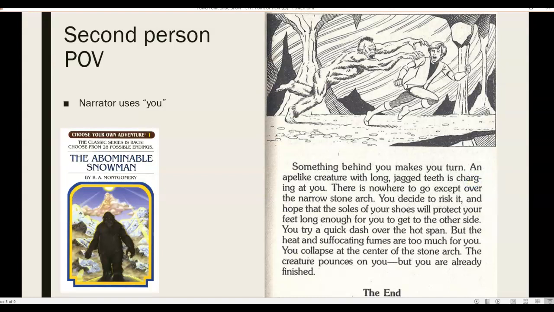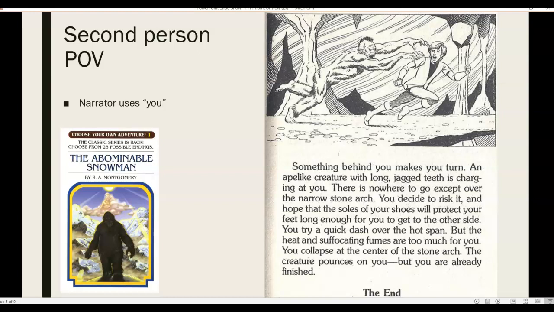There is a second-person point of view, and this is when the narrator uses the word you. This is not very common most of the time. My favorite way of thinking about this is those choose your own adventure books. They were really, really popular, maybe like between 20 and 40 years ago was probably their heyday. So probably way before all of you were but a sparkle in your parents' eyes. But they're really fun. And if you ever want just a completely mindless, ridiculous read, go to your local library and find a choose your own adventure book.